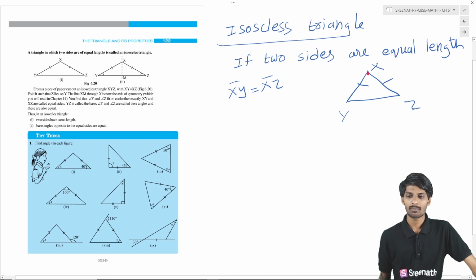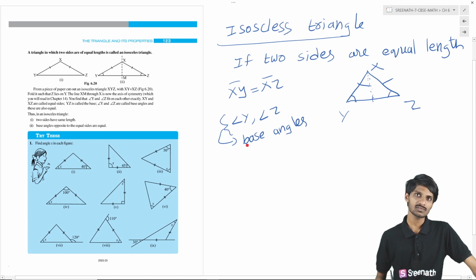Now if you fold this triangle, students, such that Y coincides with Z, then it folds along this line, and this is the symmetry line. We know about it. Whenever you fold it, you will see that these two sides are equal in length. And here there are two angles, angle Y and angle Z. These are the base angles, students. YZ is the base, and angle Y and angle Z are base angles.